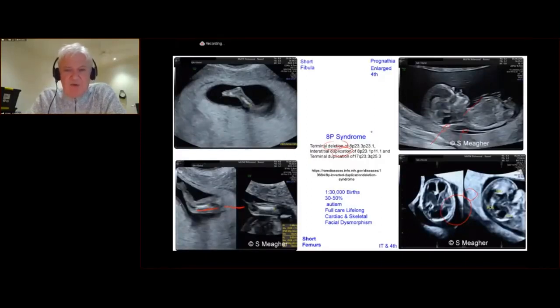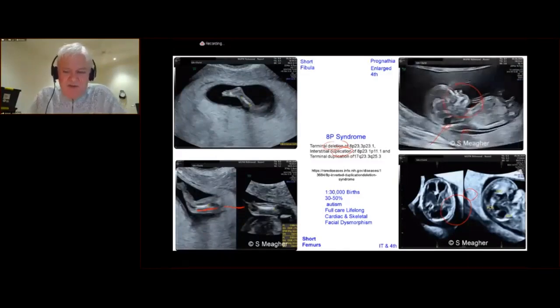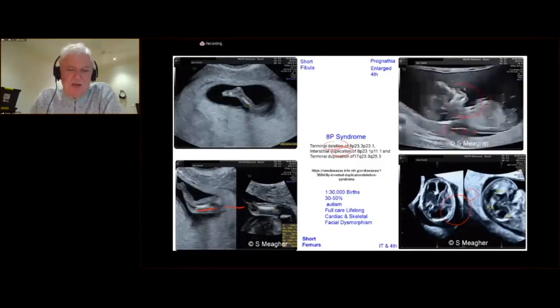Indeed, the facial dysmorphism in this fetus was pronathia. So it was pronathia with dilatation of the fourth ventricle, most likely part of a Dandy-Walker, although it was never confirmed because the patient opted not to continue the pregnancy, knowing the natural history of 8p syndrome.